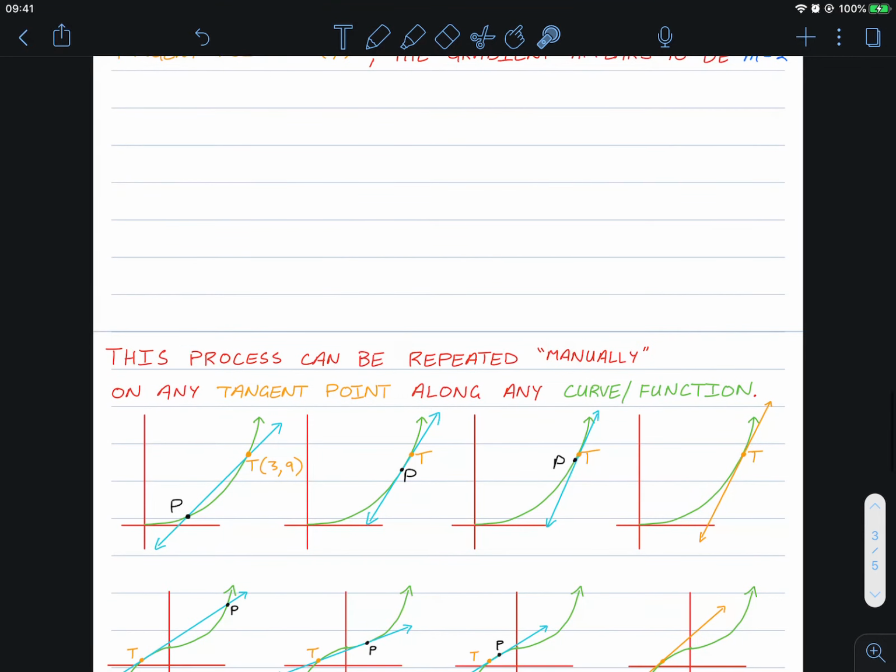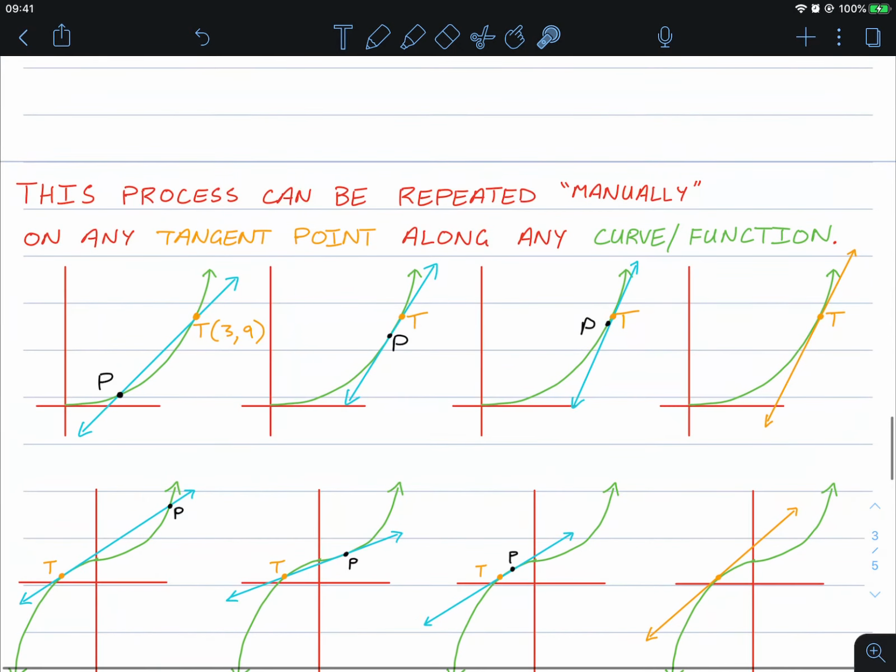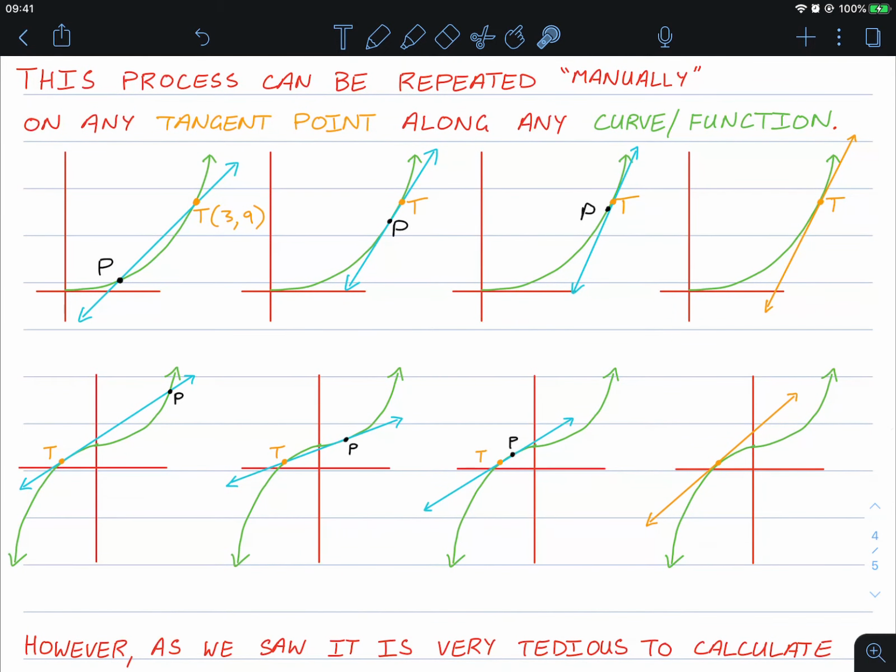And this process can be repeated manually on any tangent point along any function. So let's say instead we want the tangent at this point. So we're going to move a different point closer this way this time. Or we can have an entirely different function. This is y equals x cubed plus 1. And let's say we want the tangent at this point. Well, to find the gradient of the tangent here, we pick that point, pick a second point of a secant, and we move that point closer and closer until eventually it becomes the tangent that we're looking for.